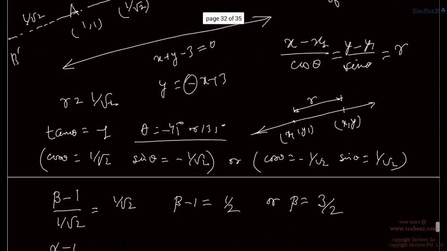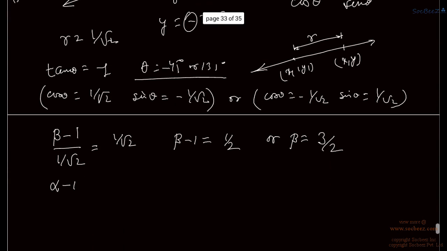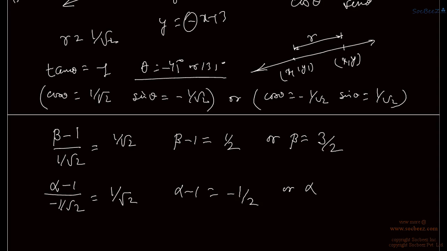So alpha minus 1 upon cos theta, we have taken cos theta as minus 1 by root 2, and r is also 1 by root 2, so alpha minus 1 is equal to minus half. Or alpha is equal to 1 minus half, which is equal to half, right? So we have the pair alpha beta is equal to half, 3 by 2.